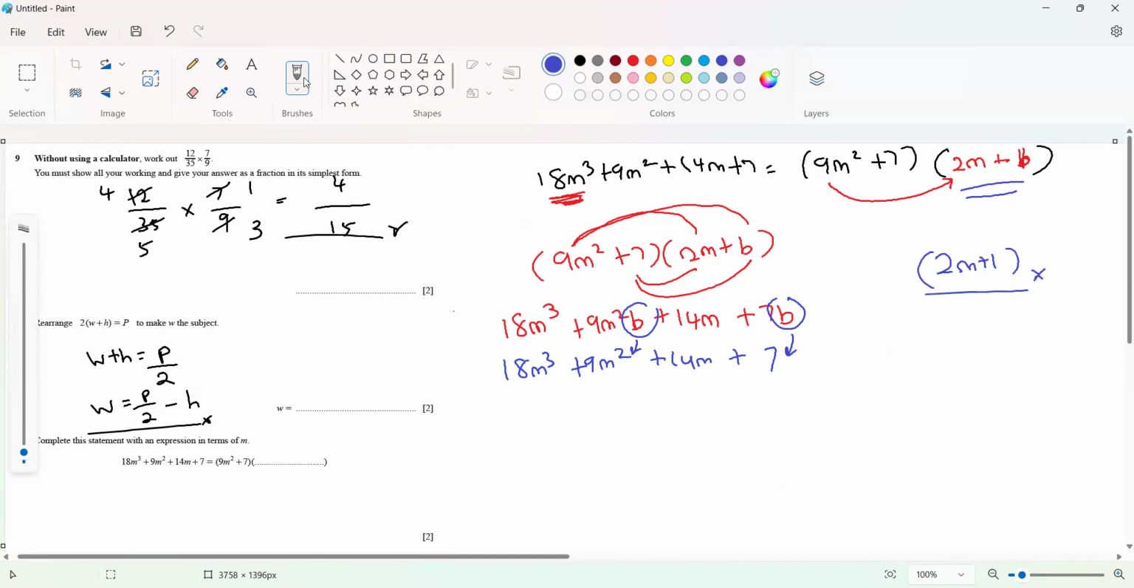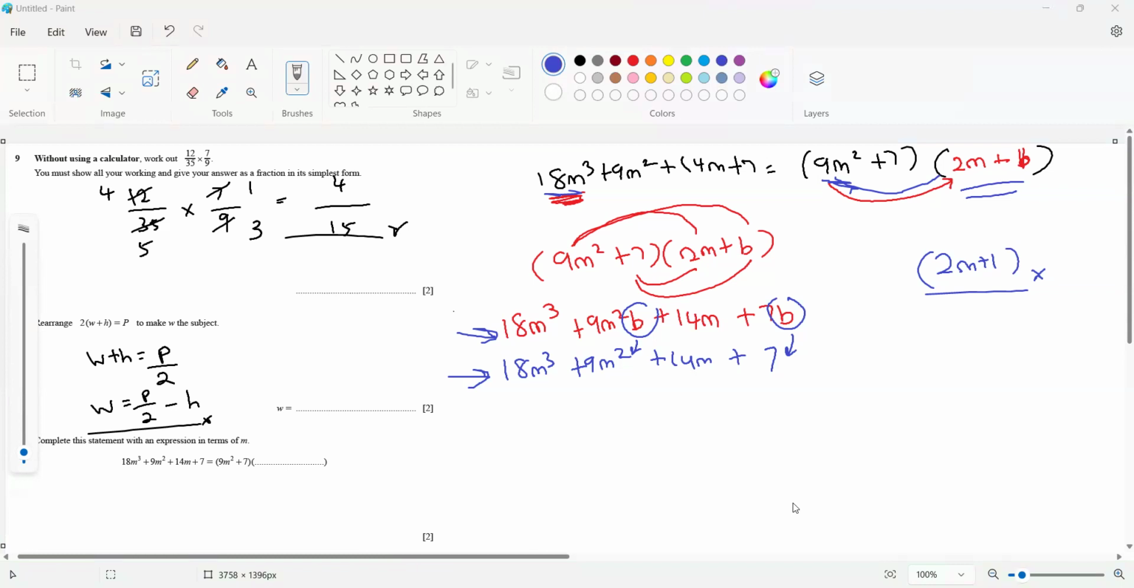So I didn't guess the first term. I know what it was because I know I need to make, from 9m squared, an 18m cubed. So I have to multiply it by 2m. And then from there, I used multiplication and compared the expansion that I got with the expansion that I was given. And then I can evaluate what b was in this case. So that's done for number 11.